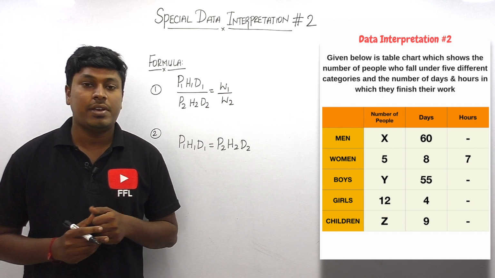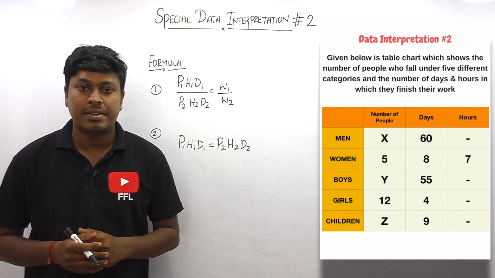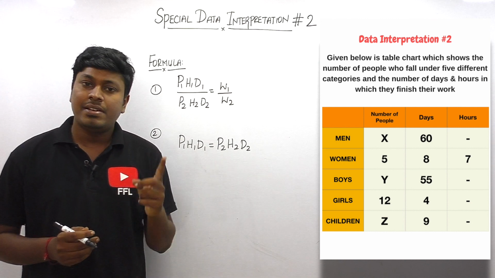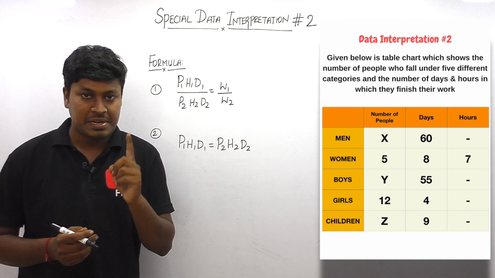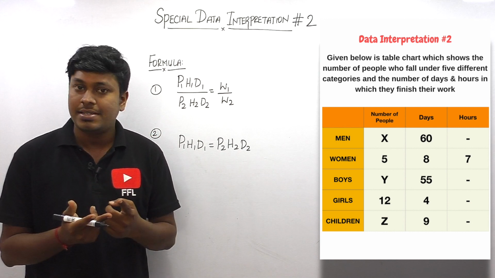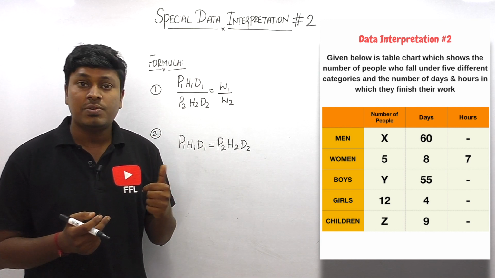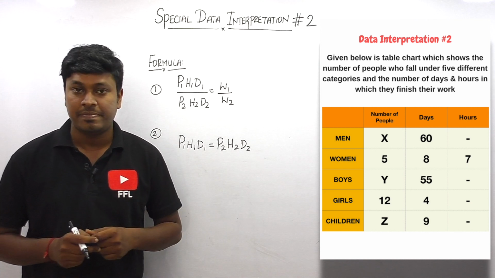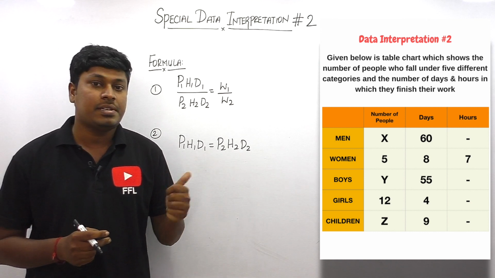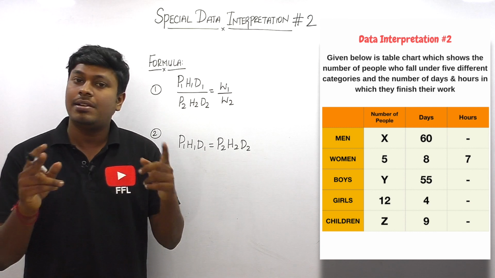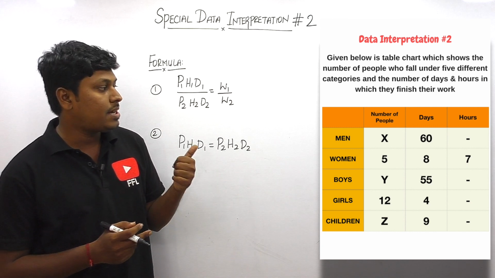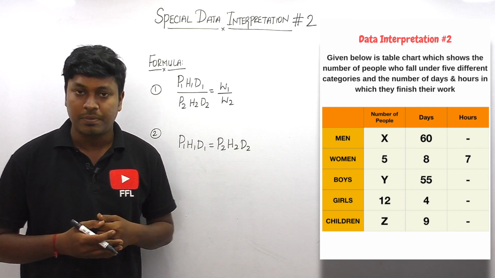In this video, we are going to solve special data interpretation number 2. In the previous video, special data interpretation number 1, we solved one table chart DI where all the values were given in ratio. But in this data interpretation number 2, we are going to solve a similar table chart, based on the concept called time and work.